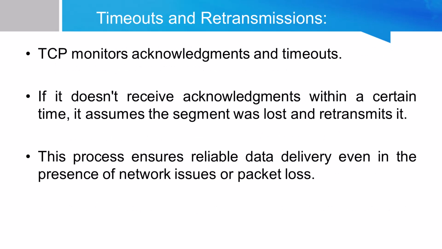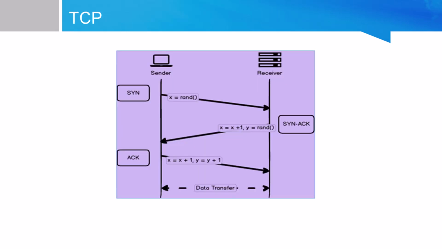Timeouts and retransmissions. TCP monitors acknowledgements and timeouts. If it does not receive acknowledgements within a certain time, it assumes the segment was lost and retransmits it. This process ensures reliable data delivery even in the presence of network issues or packet loss. Next, this is a simple pictorial representation of the transmission control protocol function.